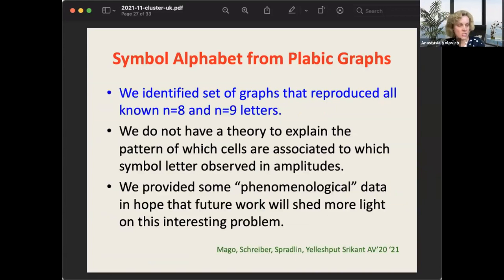We had some conjectures, but I don't have much more to say. To summarize this part of the talk, we provided some phenomenological data, and we hope that future work will shed more light on this problem.